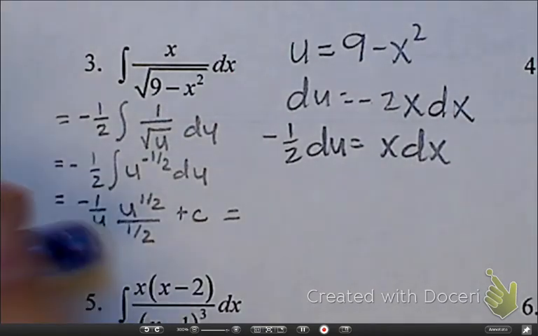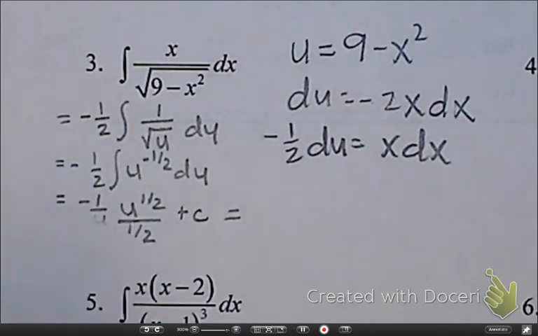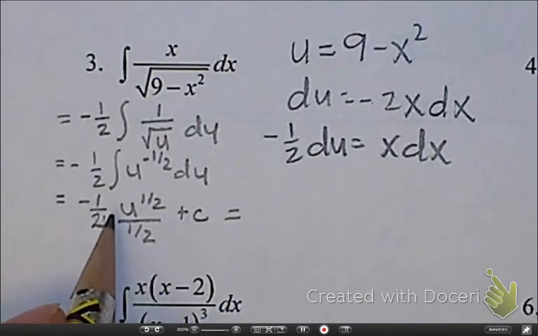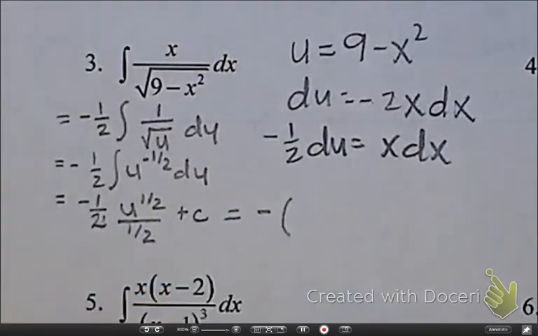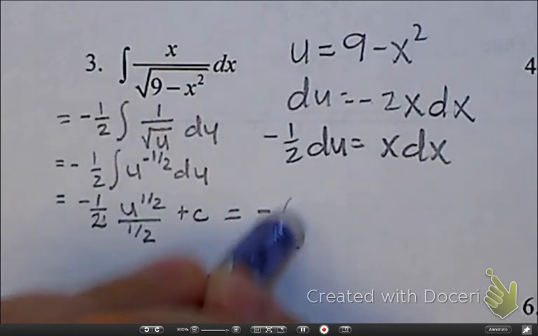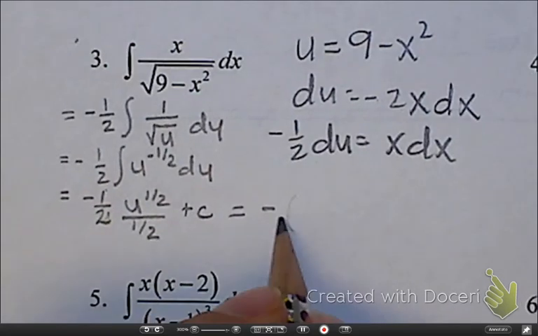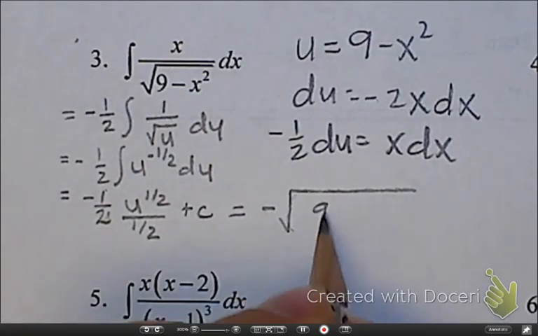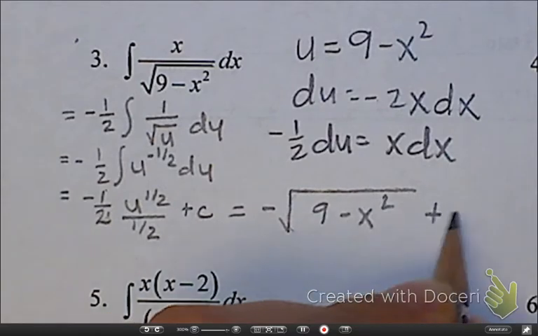Or that should be a 2, sorry, not a u. So if I multiply the 2 up to the top, since I don't like fractions in the bottom, the negative 1/2 would cancel with that too. So I just have negative, and then if I plug u back in, square root actually, negative square root of u, which is 9 minus x squared plus c.